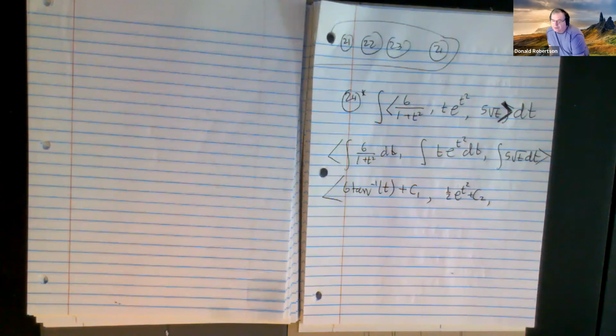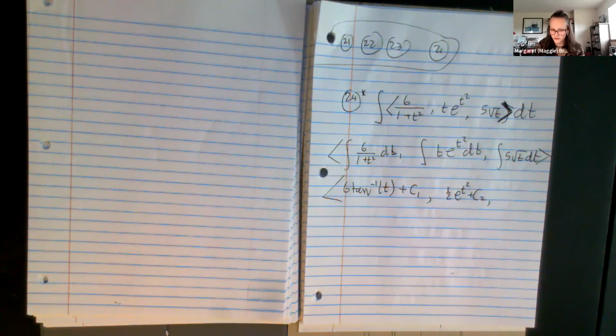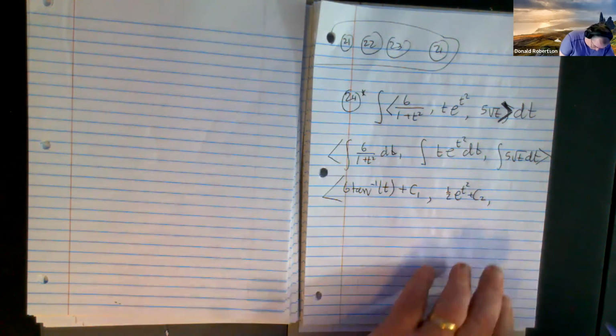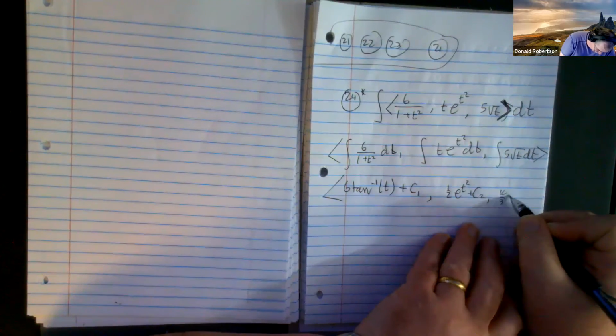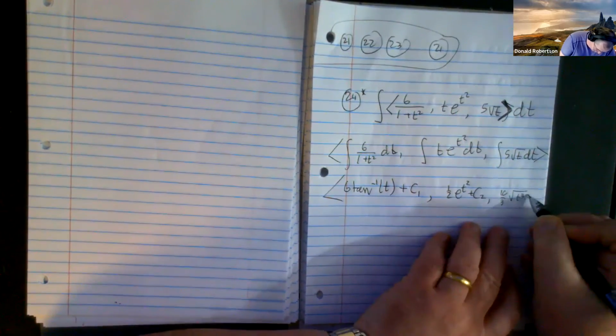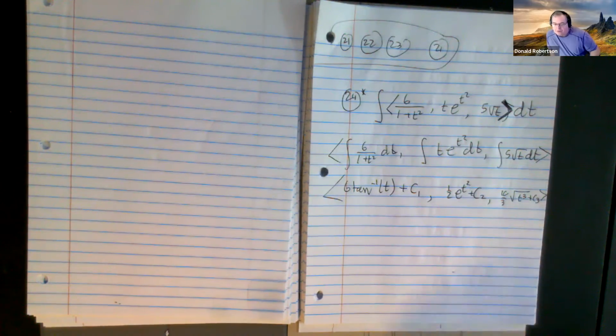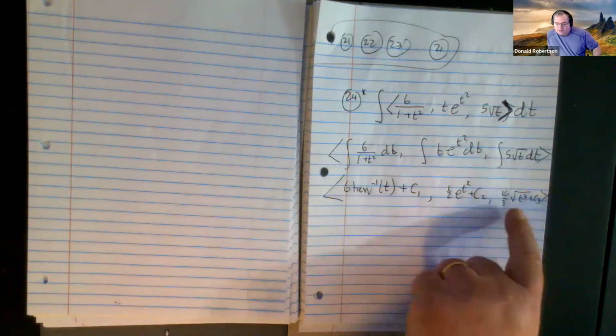What would you do before you think about integrating? Change it to t to the half. Right, so then you can use the power rule. The power rule is add 1 to the power, 3/2. Divide by 3/2, which is the same as multiplying by 2/3. So I get 2/3 the square root of t cubed plus c3. You can double check that, but hopefully I'm right. Okay, so integrate, integrate, integrate. Are we cool with it?